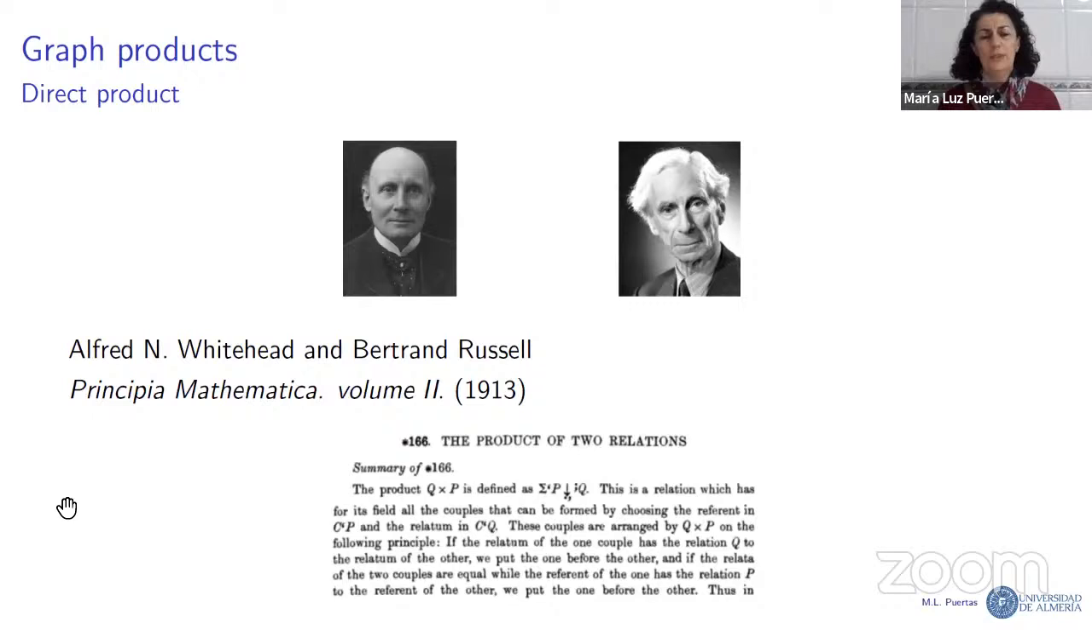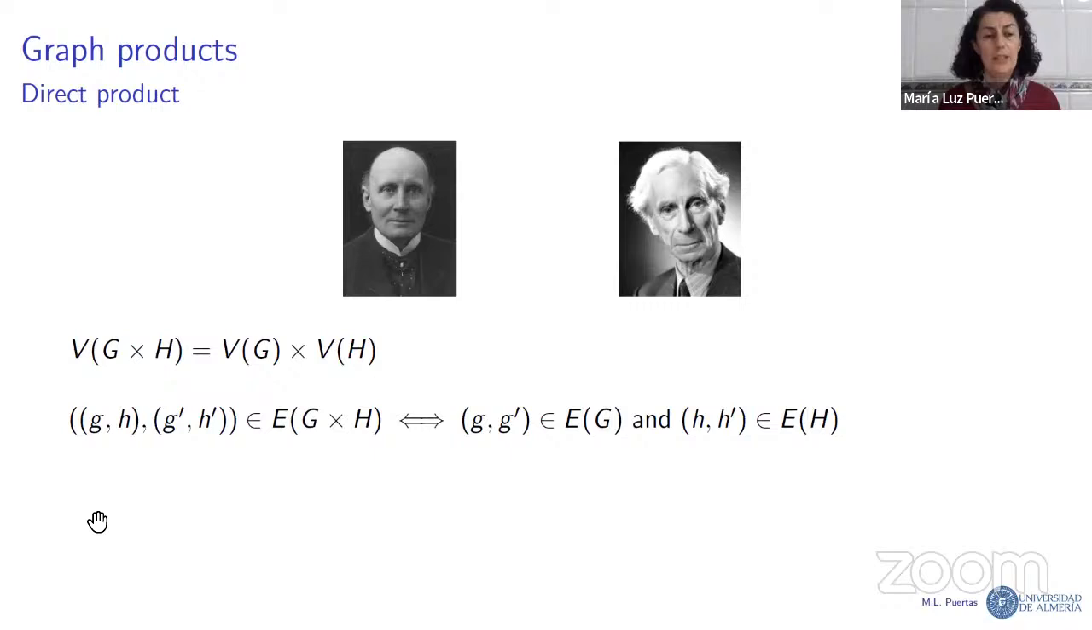I put this in small, because it's a very general definition of a categorical product between two structures. In particular, for graphs, this is the definition of the direct or categorical product of two graphs with the same vertex set. The only condition to be adjacent is that the first coordinates of the vertices are adjacent, and also the second coordinates are adjacent. This product is quite different from the other ones, and the main difference is that the direct product of two connected graphs is not necessarily connected. So in some sense, it's quite different.